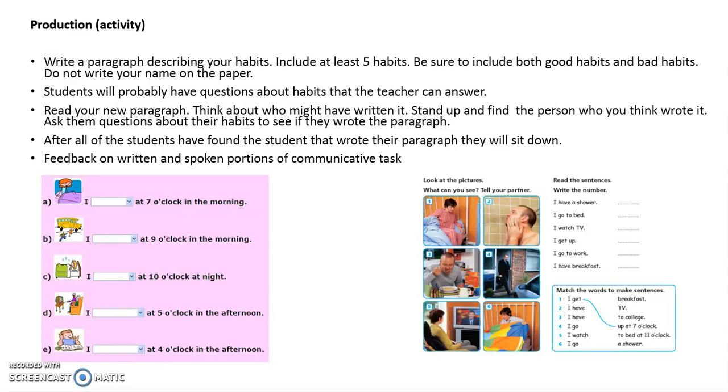In this part, the students read a new paragraph, think about who might have written it, stand up and find the person who wrote it, and ask them questions about their habits to see if they wrote the paragraph. After all the students have found the students that wrote their paragraphs, they will sit down. Feedback on writing and spoken portions of communicative tasks.